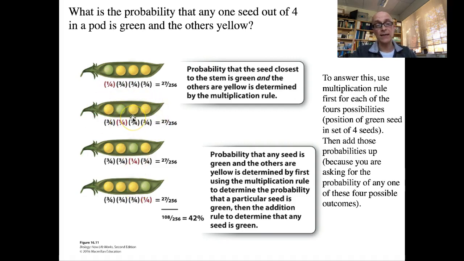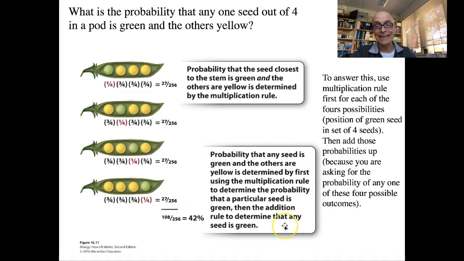So let's start with the second position. Well, it's the same thing here, right? 3/4 by 1/4 by 3/4 by 3/4. Same 27/256. And then there's the third and there's the fourth. And then you add that together. 27 plus 27 plus 27 plus 27 is 108/256. And if you divide that, you will see that it's 0.42, so that's 42%.